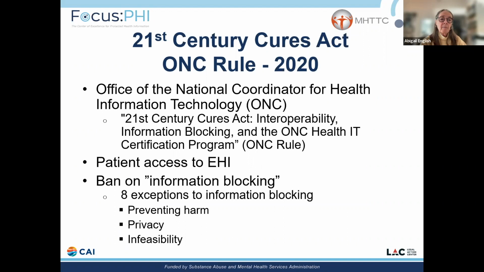And it's a rule with a long name, but the most important aspects of it from our perspective today are that it affects patients' access to electronic health information and indirectly their parents' access to their electronic health information. And it includes a ban on information blocking so that those who are obligated to comply with the ONC rule, which includes most healthcare providers, are not allowed to block access to patients' electronic health information. There are exceptions to this, and there are 8 exceptions, but the 3 that are probably the most important from our perspective today are that there's an exception for preventing harm, an exception for privacy, and an exception for infeasibility.